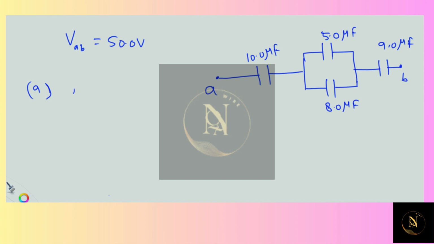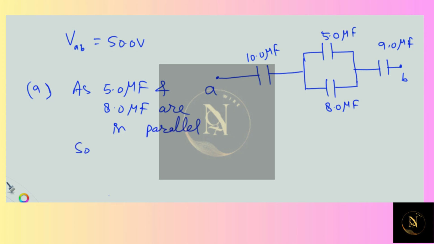So first of all, as this 5.0 microfarad and 8.0 microfarad are in parallel, their net capacitance CP, P stands for parallel, will be given by 5.0 plus 8.0 microfarad, which comes out to be equal to 13.0 microfarad.